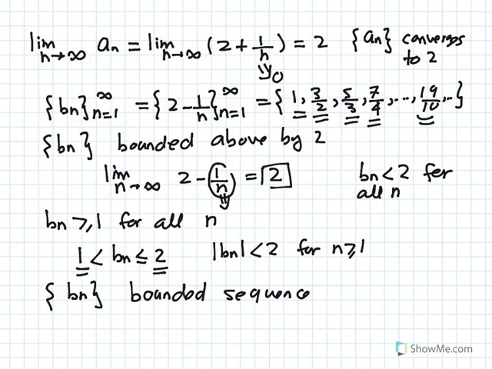If we did do that, you would set it up as f of x is equal to 2 minus 1 over x, and you would show that f prime of x is equal to 1 over x squared, which is always positive. If the derivative is positive, the function is increasing, and hence the sequence is increasing. So that's how you would prove it if you wanted to.